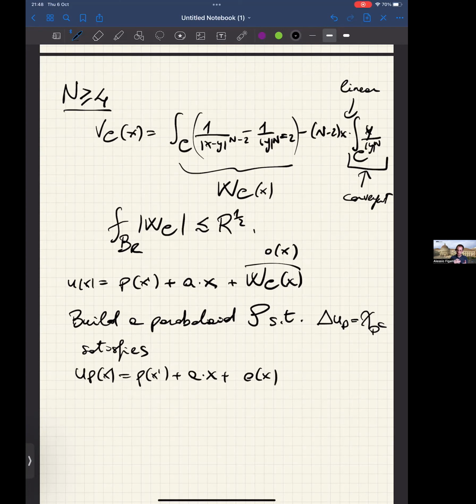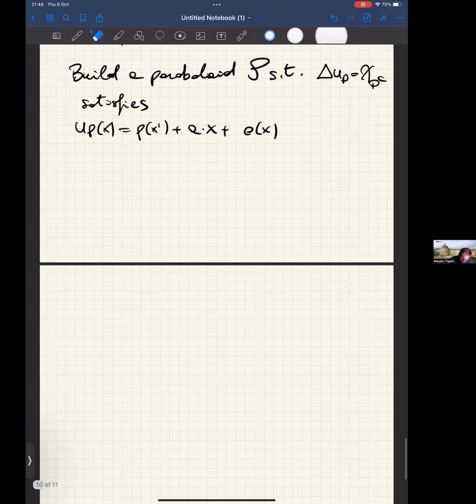Okay, so we can find a solution which has a paraboloid as a contact set, but it matches our solution at the two leading orders. Now the question is how many parameters I need to do that. So in a paraboloid you can do the following. How do you build a paraboloid?